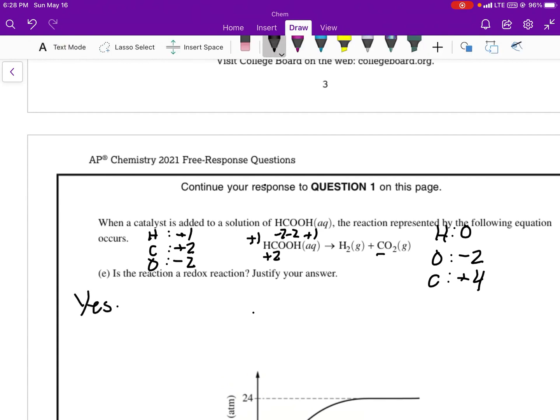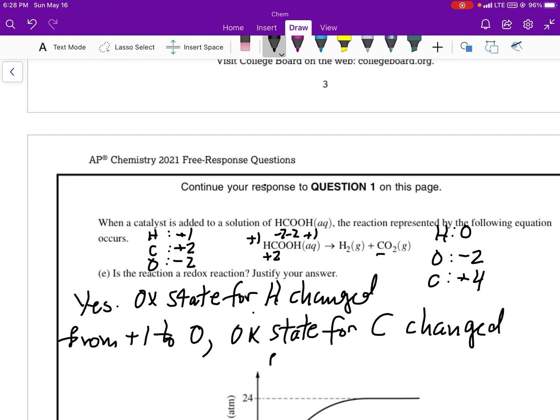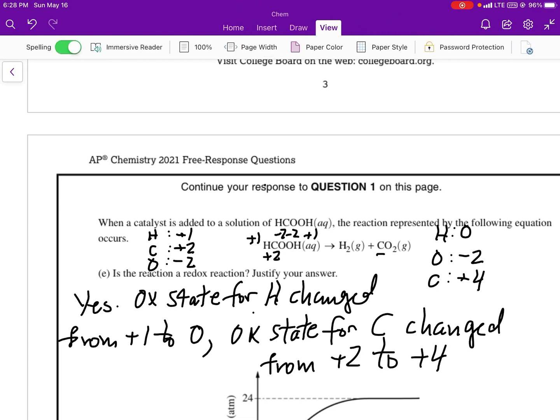And then you will cite that the ox state for H changed from +1 to 0, and ox state for carbon changed from +2 to +4. So there's a movement of electrons, so that's redox.